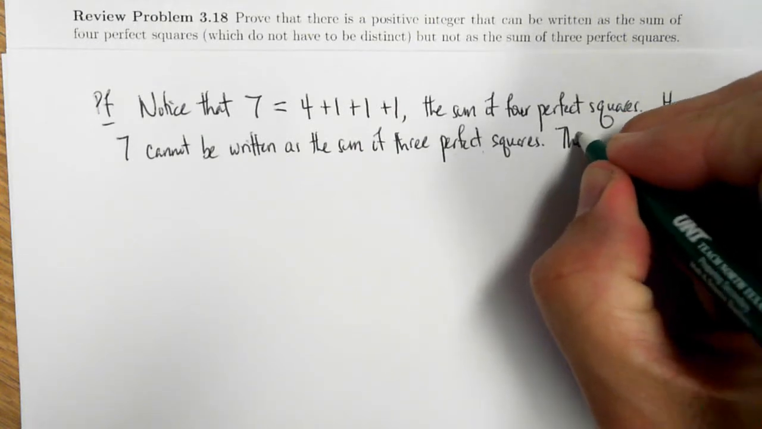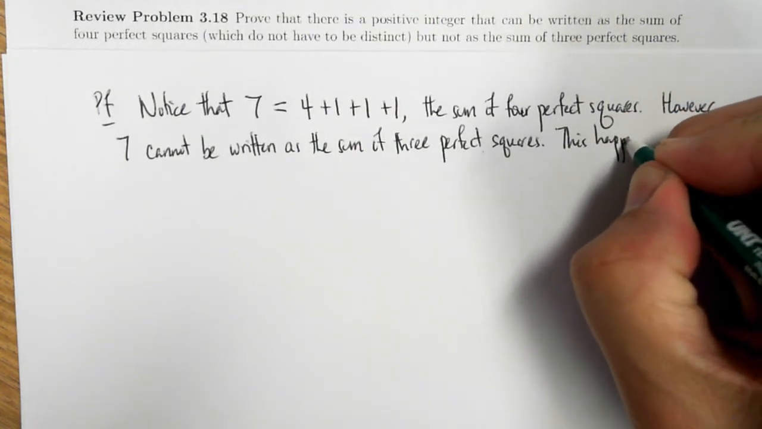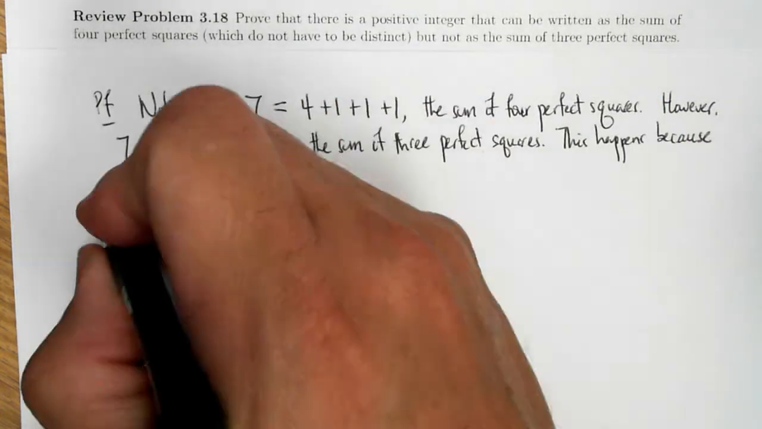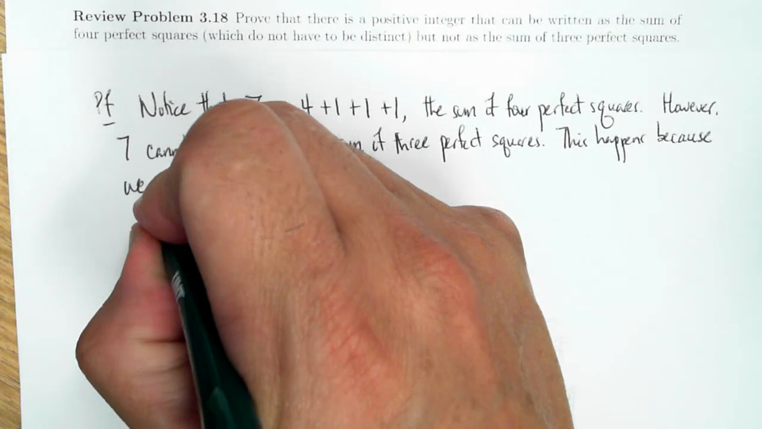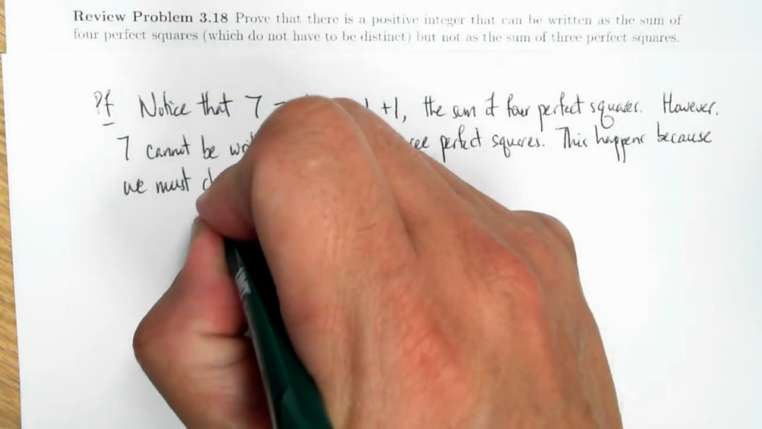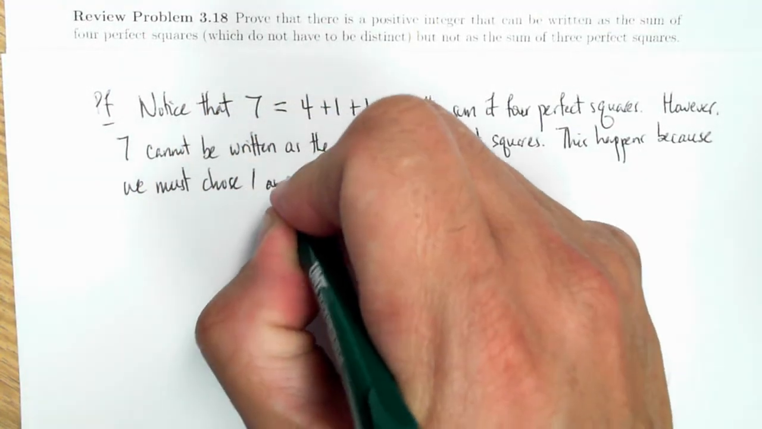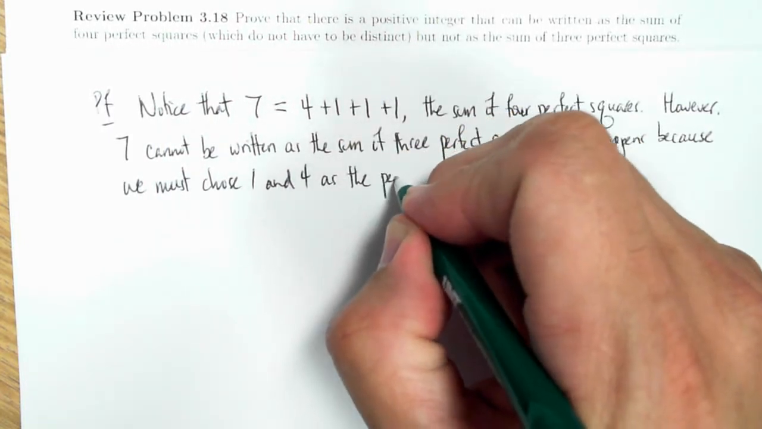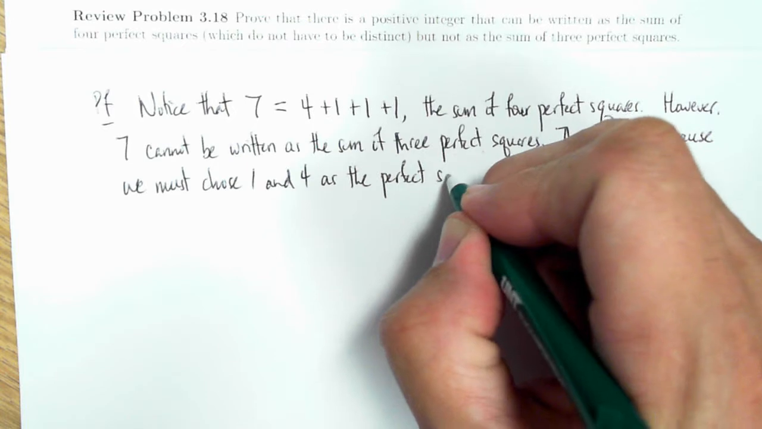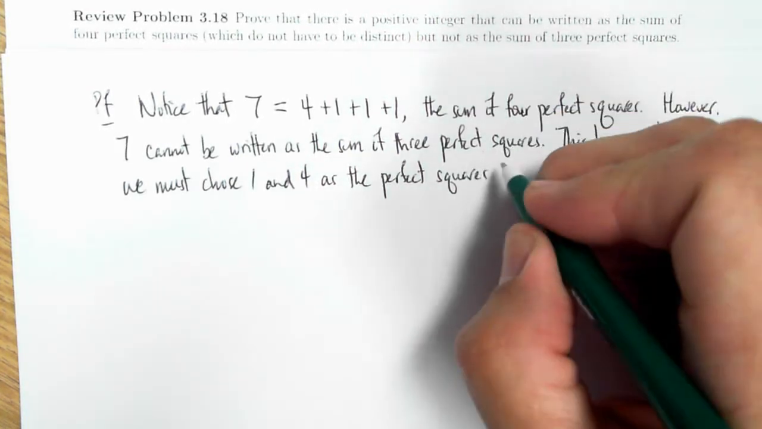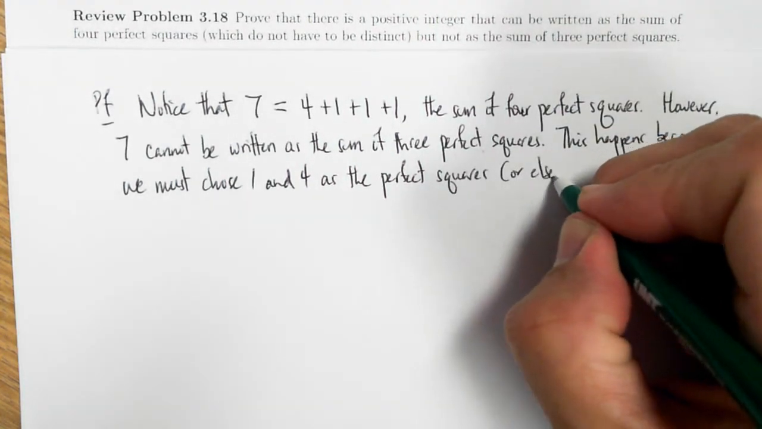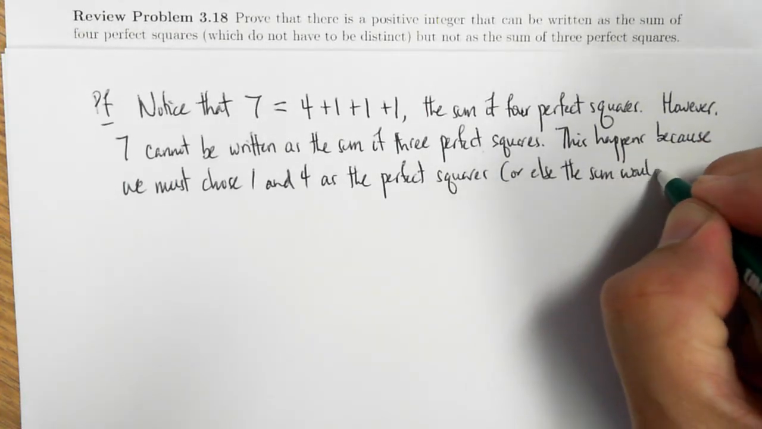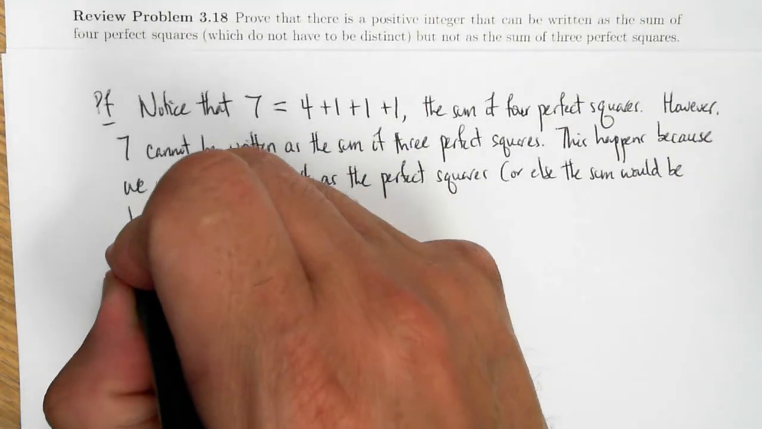This happens because we must choose 0 and 4 as the perfect squares, or else the sum would be larger than 9.